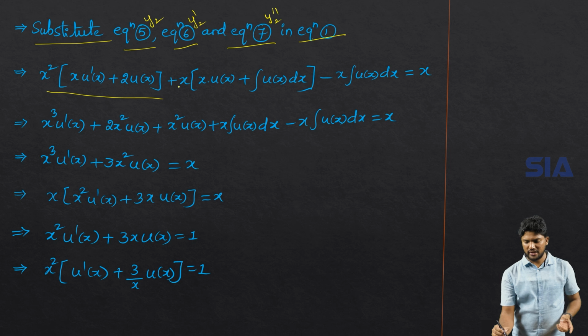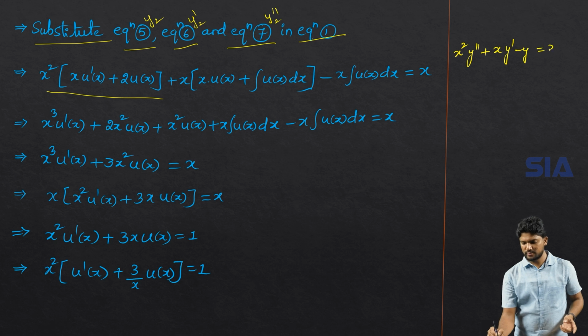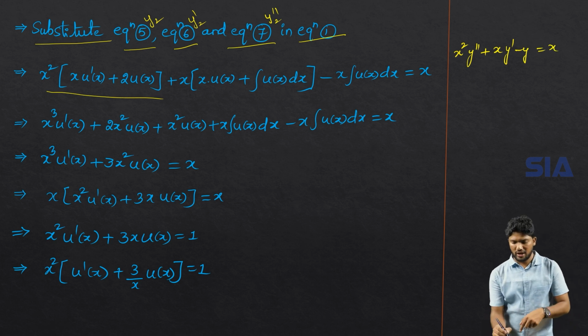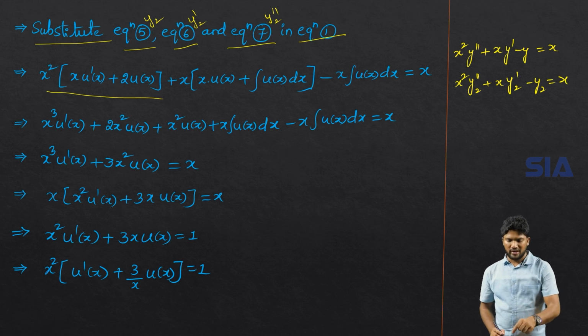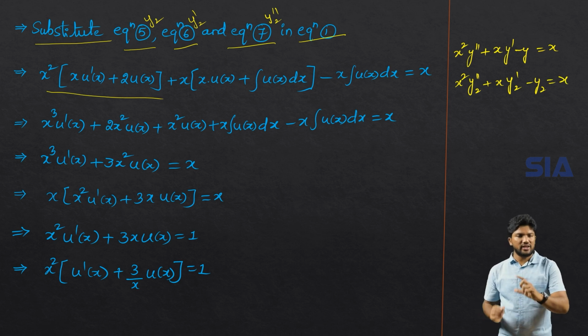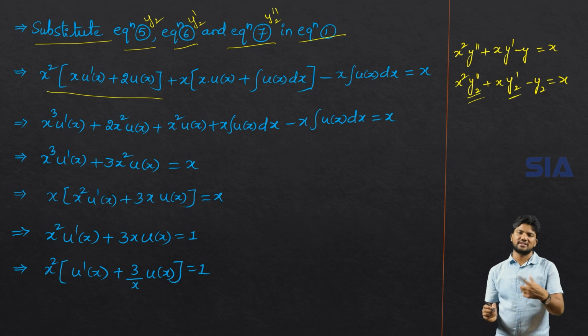So in equation number 1, what is that value? x square y double dash plus x into y dash minus y is equal to small x. If you substitute all those values, it will become x square y2 double dash plus x into y2 dash minus y2 is equal to small x. Why? Because in place of small y we are replacing y2, because y2 is a solution of equation number 1. That solution we are considering as a particular integral, so definitely y2 also should satisfy equation number 1.